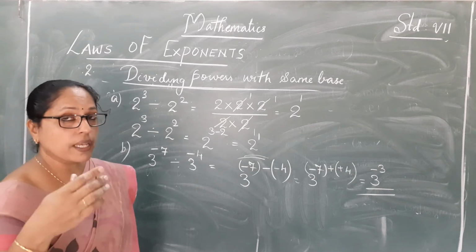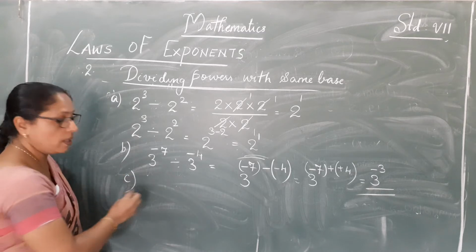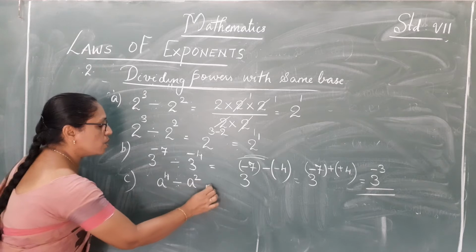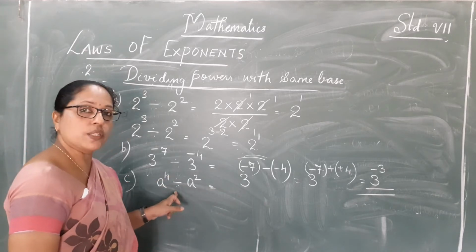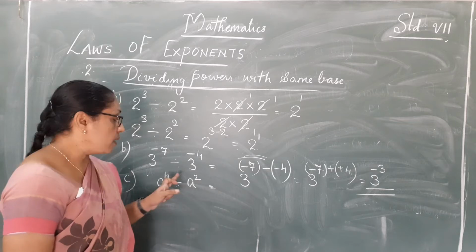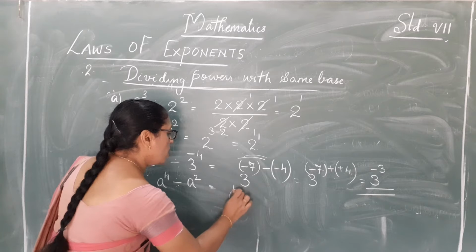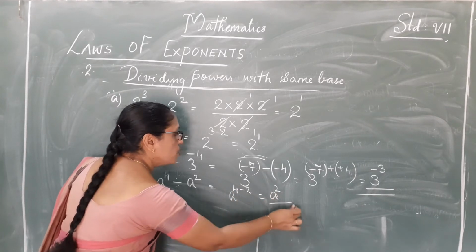Okay, generalize. We can put it in a general form. That is, one more example I can show you. A raised to 4 divided by a raised to 2. Check the base and the operation. Bases are the same and the operation is division. So what do we have to do? A raised to 4 minus 2, which is equal to a raised to 2.